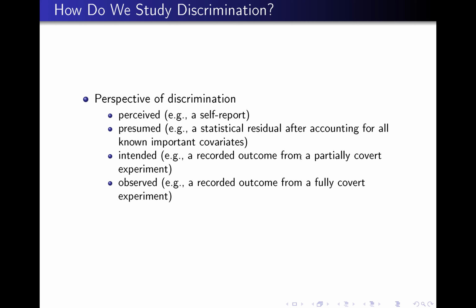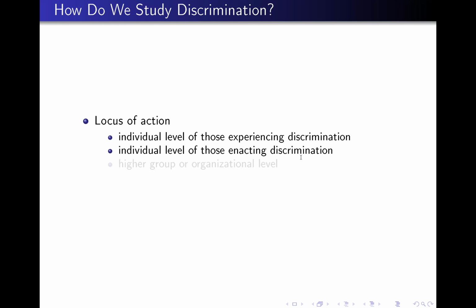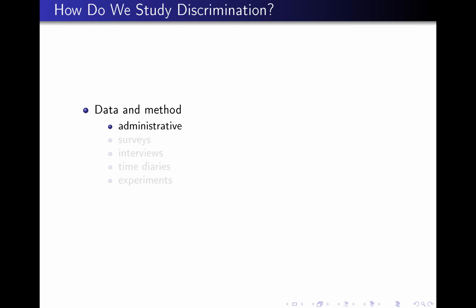For the locus of action, again, this is a little bit tied with the perspective too, in that we either see the individual level of those experiencing it, enacting it, or perhaps we have some way of seeing it at a higher group or organizational level. And then finally, there's numerous ways that people have looked at discrimination with various data and methods. Obviously, we're going to focus on experiments tonight, but we'll talk about why some of these other forms of data and method just don't really do what we want to do.